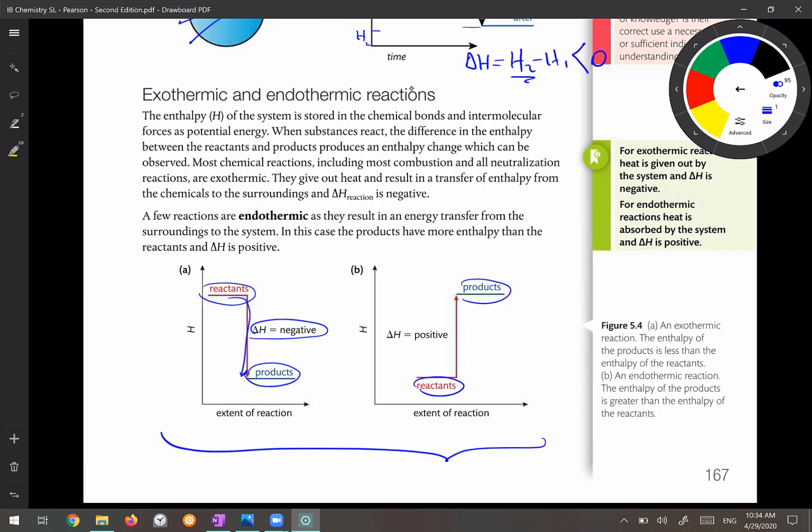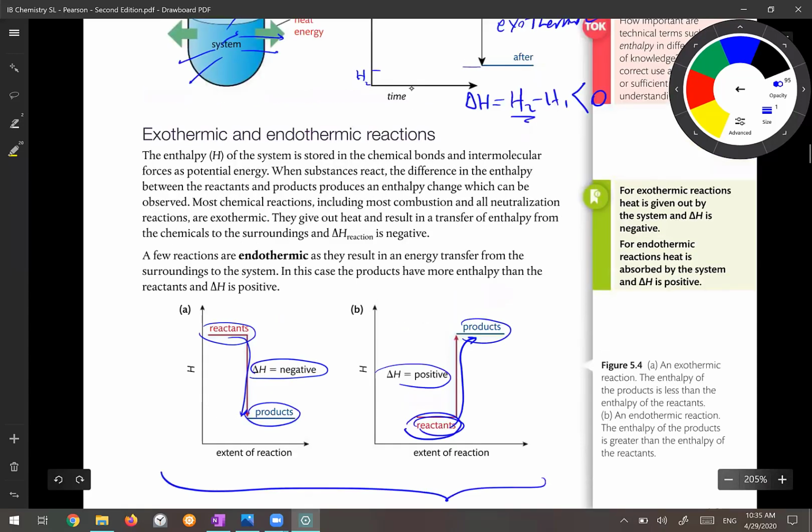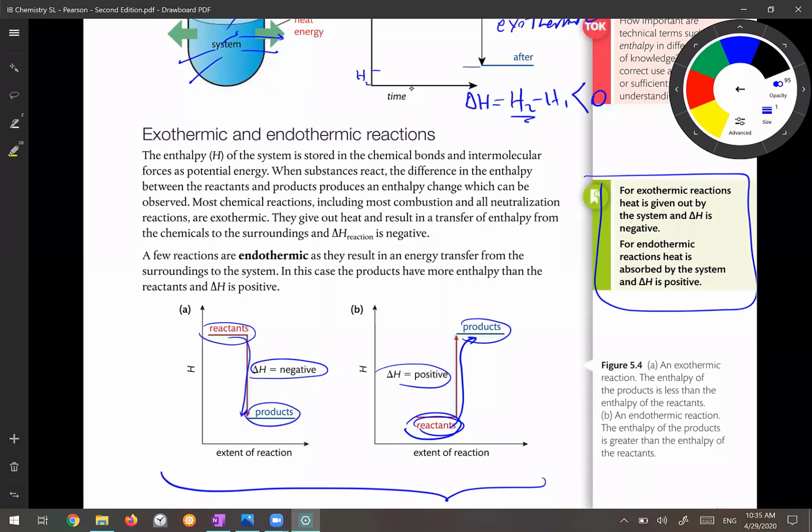Exo means out. Here, the reactant, when it converts to the product, the energy of the system has increased. So it means the energy is going into the system. We call it endothermic. Endo means into. And the delta H would be positive. So it's very important. It's written here. It says for exothermic reactions, heat is given out by the system and the delta H is negative. For the endothermic reaction, the heat is absorbed by the system and the delta H is positive.